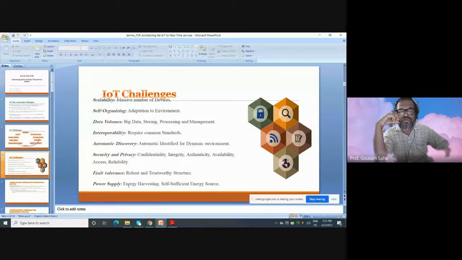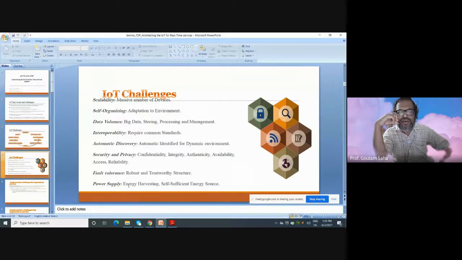So we use different sensors or different systems from different companies, and each company has got its own standard. So how to put them in a common platform? That means they say very common things.